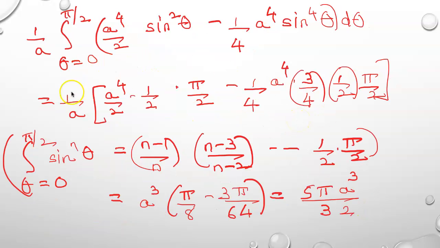So applying the reduction formula, this is 1 by a, a raised to 4 by 2. Applying this, you get half. N minus 1 by n will give you 1 by 2 into pi by 2 minus 1 by 4 a raised to 4 sine raised to 4. So you get n minus 1 by n, which is 3 by 4 into half into pi by 2. So when you simplify this, you get a cubed, which is outside. A raised to 4 will cancel with the a and you get a cubed. Pi by 8 minus 3 pi by 64, which is 5 pi a cubed by 32, which is your final answer.